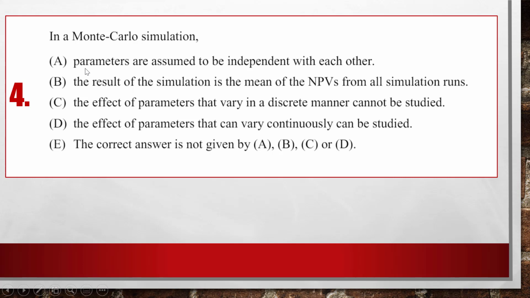First, look at A. Parameters are assumed to be independent of each other. This is correct because this is the reason why we need a Cholesky distribution.